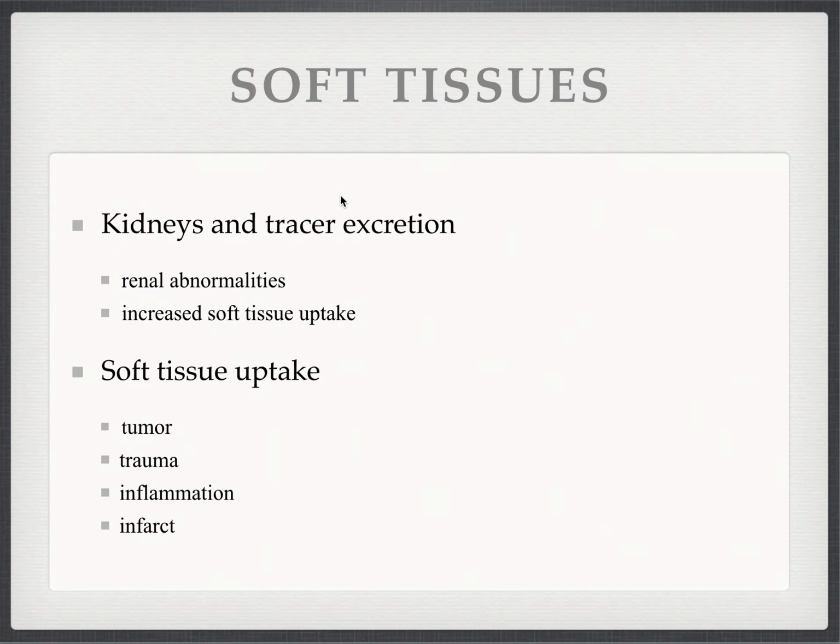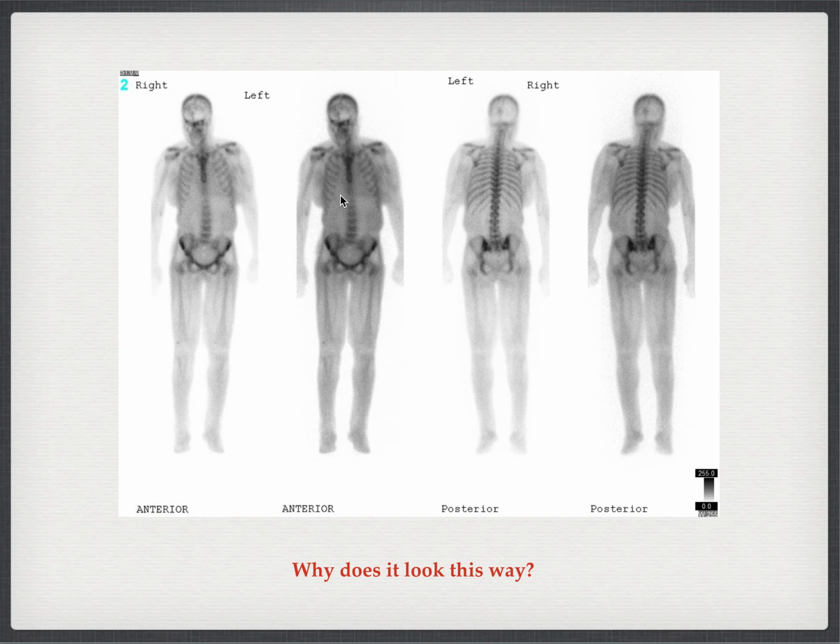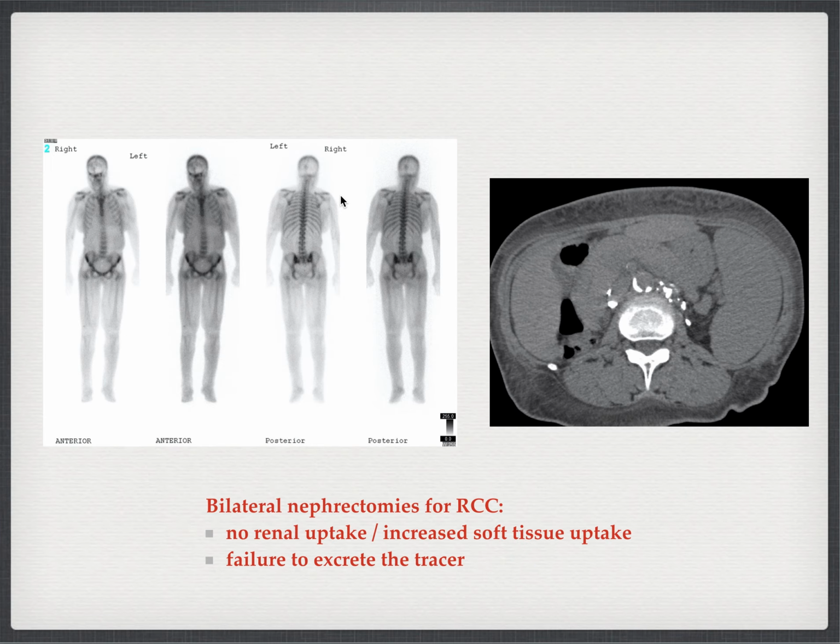Soft tissues, it's really important to pay attention to soft tissues, to look at the kidneys and the tracer excretion. All right, so what's wrong with this scan? I'm sure you were able to quickly figure it out. The patient has no kidneys. We don't see any renal uptake, we don't see any bladder uptake, and the tracer is simply sticking around in the soft tissues. And if you look at the legs, we can't even see the bones.